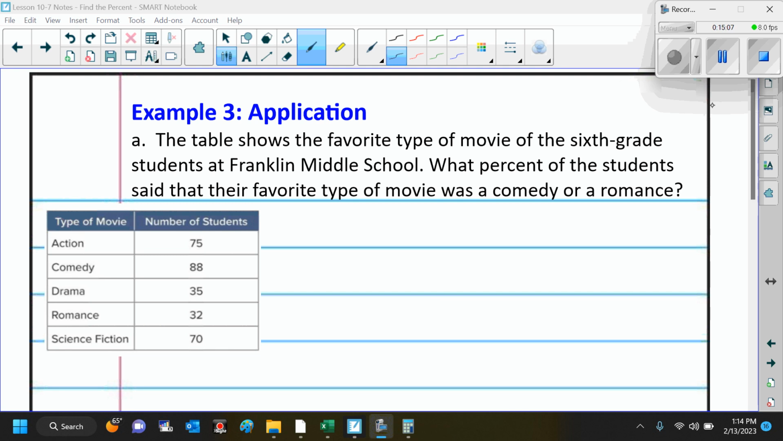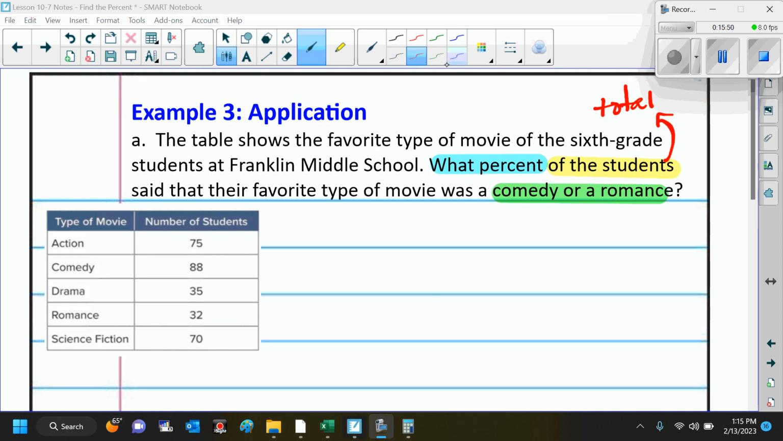All right, in example 3, finally, we've got some applications. It says a table shows the favorite type of movie of 6th grade students at Franklin Middle School. What percent of the students said their favorite type of movie was comedy or romance? So, we have what percent of the students said their favorite was comedy or romance. When we're looking for the total students here, we need the total number of students. That's the of, all of the students.